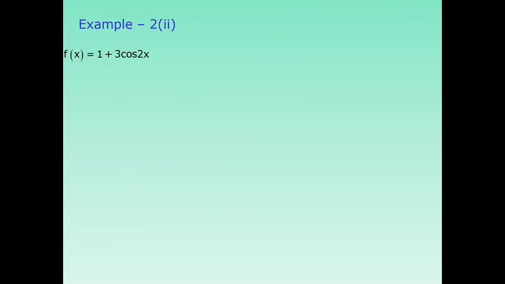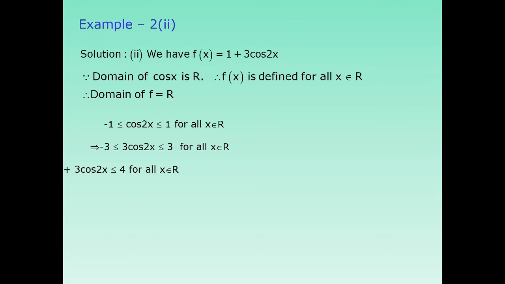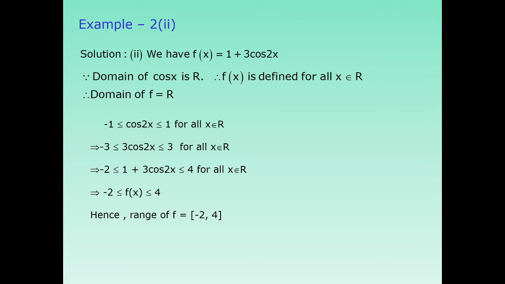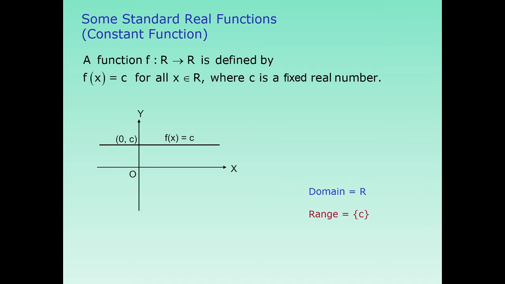Now for the next case, we know that cos 2x is defined for every x, so the domain is R, and cos 2x lies between -1 and 1. Multiplying both sides by 3, and now adding 1, its range is the closed interval -2 to 4. f(x) equal to c is known as the constant function, and its graph is parallel to the x-axis. Domain is whole R and the range is the singleton {c}.